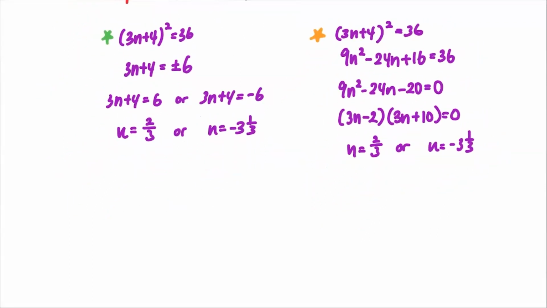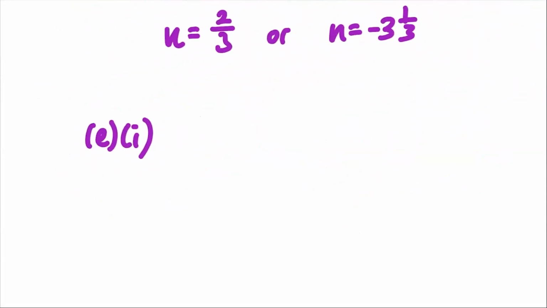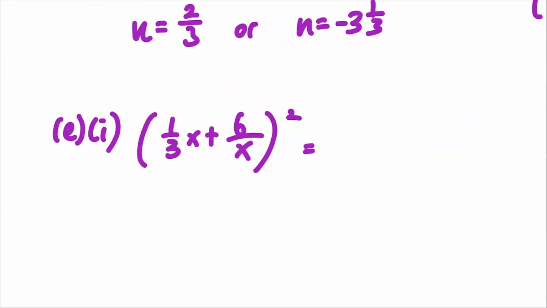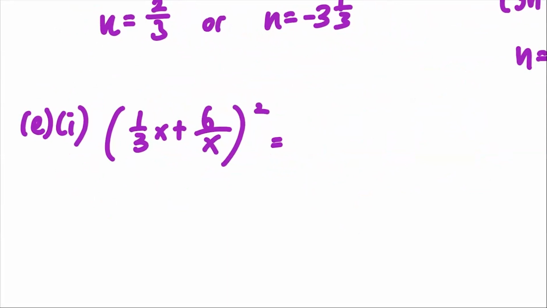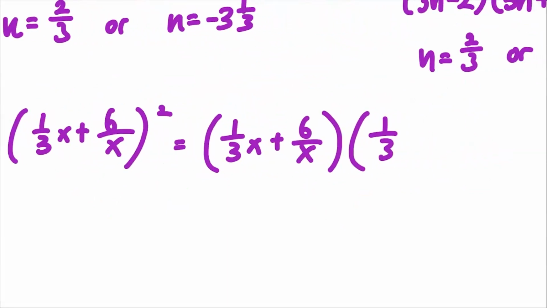I'll just give you the solution very quickly. So part E, part 1. This is an expansion question. If you're very weak at this, please follow my method. (1/(3x) + 6/x) whole thing squared. If you cannot see it yet, what I will do is write it out: (1/(3x) + 6/x)(1/(3x) + 6/x).